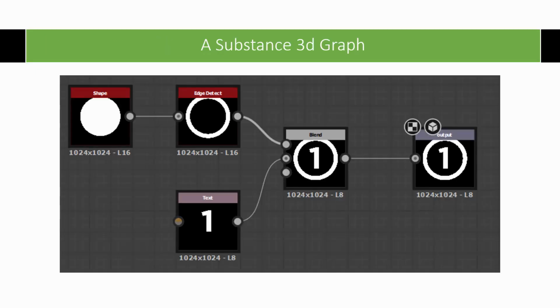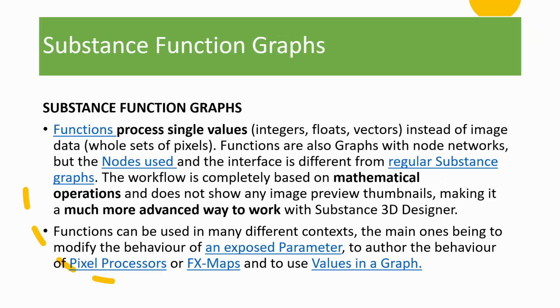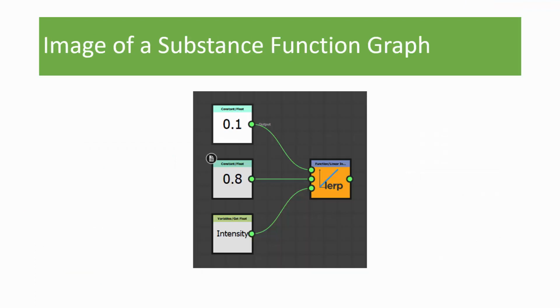Now this is an example of a simple graph like I've shown you in the other example. So a substance function graph is a slightly technical graph, and what you use with a substance function graph are input values. So you're processing input values rather than image data that has pixels. And basically function graphs use node networks, and it's slightly different from your regular substance graph. And this one is, like I said, more technical, so you use math and values, and basically that's what your function graph does. So this is an example of how your function graph looks.